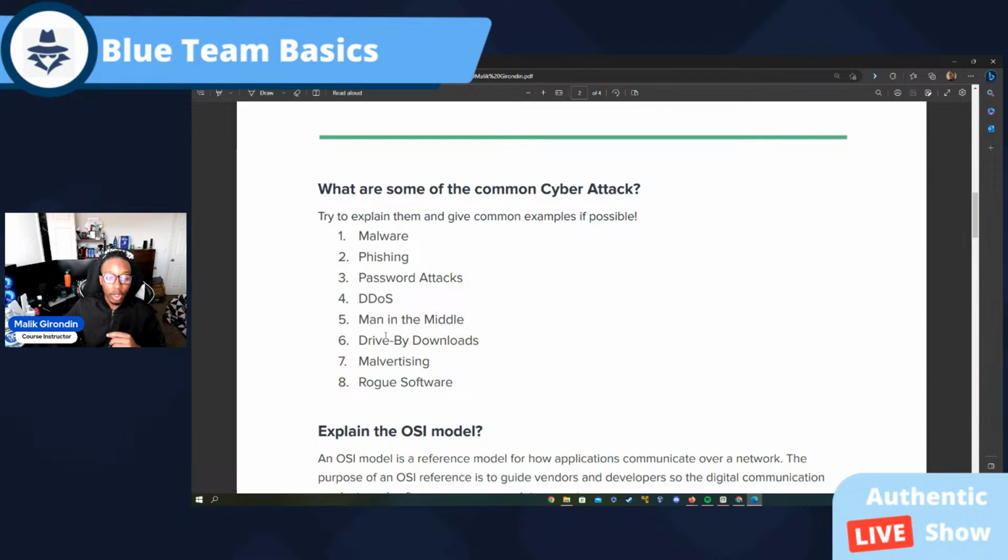Man-in-the-middle attacks, drive-by downloads, malvertising, rogue software. These are just examples, and the list goes on and on. I believe the first chapter of the Sec Plus book for exam credit goes over multiple cybersecurity attacks. There are so many, and there's a new one coming out today. What's the trending one right now? MFA fatigue. Who would have thought?